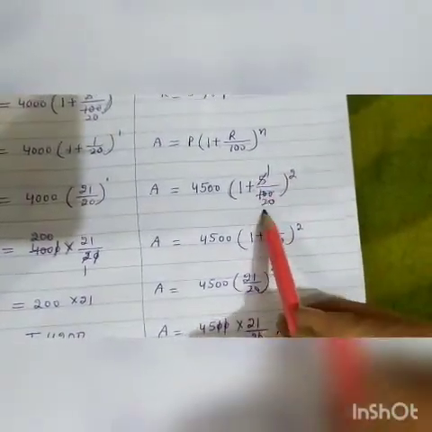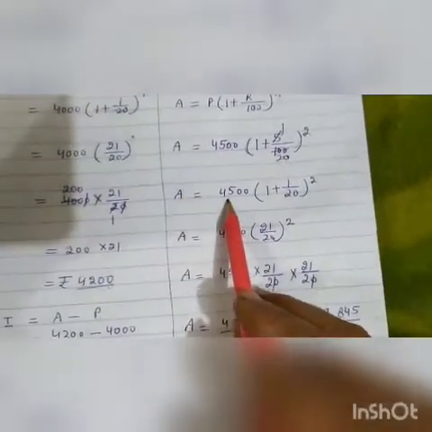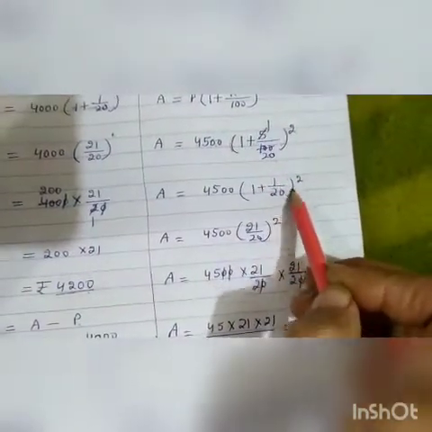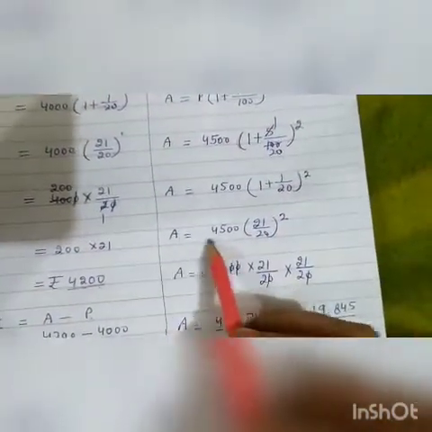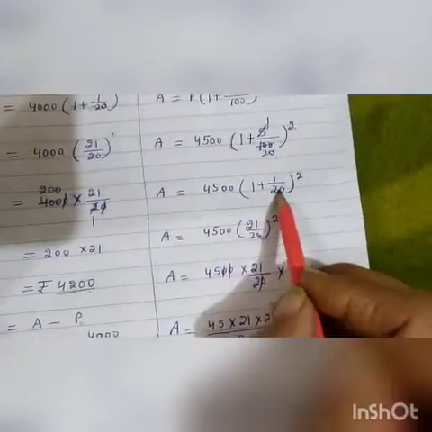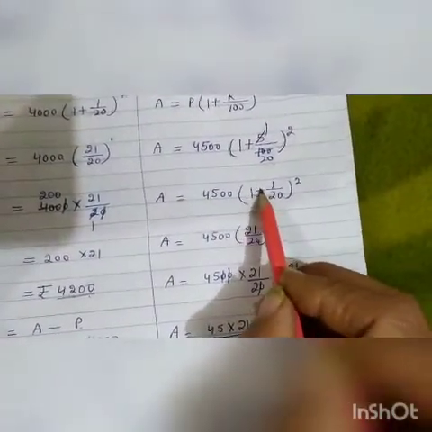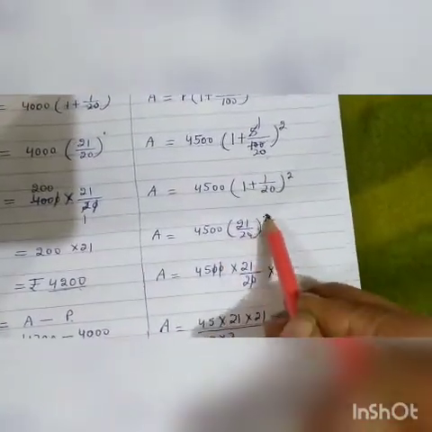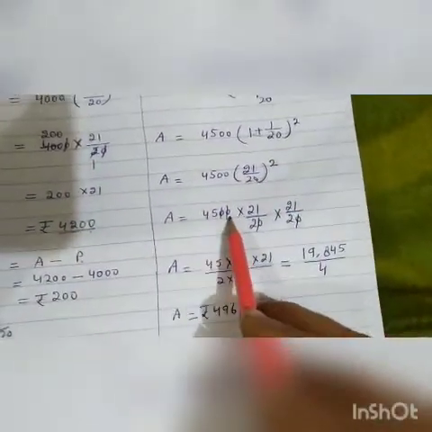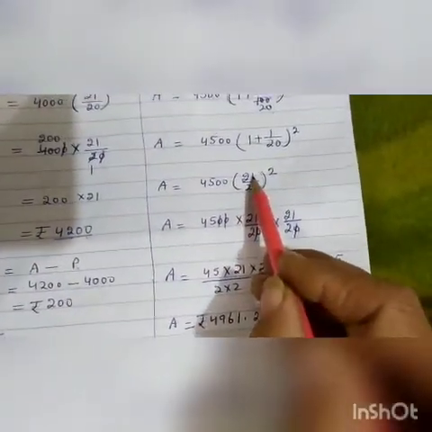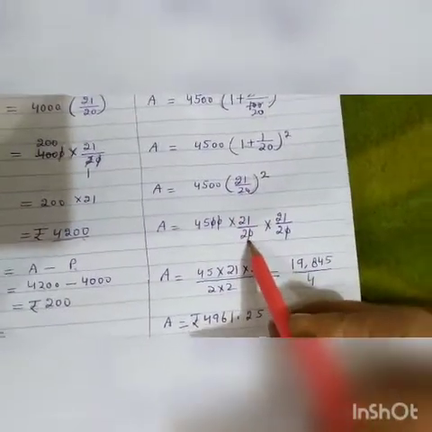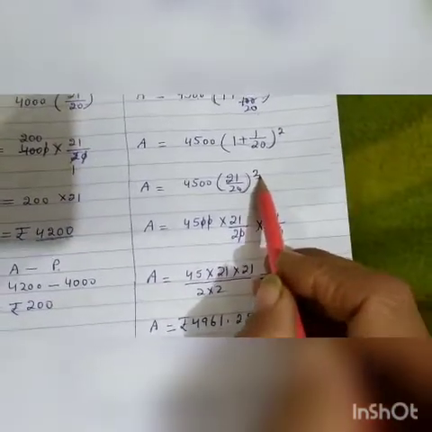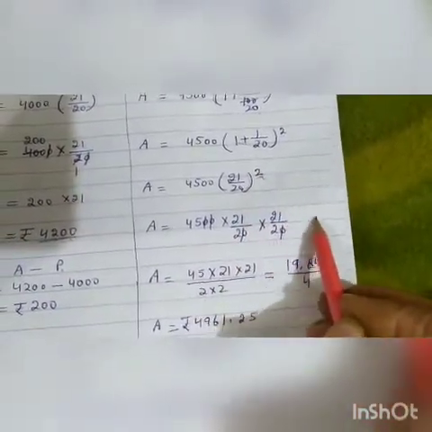5 1 is 5, 5 2 is 10, 0. Now A is equal to 4500, 1 plus this 1 upon 20 whole power 2. Now A is equal to 4500, 20 1 is 20 plus 1, 21 upon 20, then whole power 2. Now 4500 multiply, write this 21 upon 20 2 times. 21 upon 20 into 21 upon 20, because here time is 2 years. If it is 3, then we will write it 3 times.